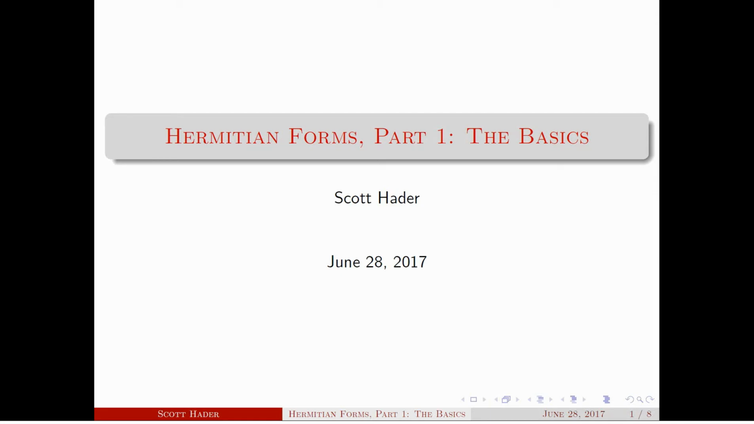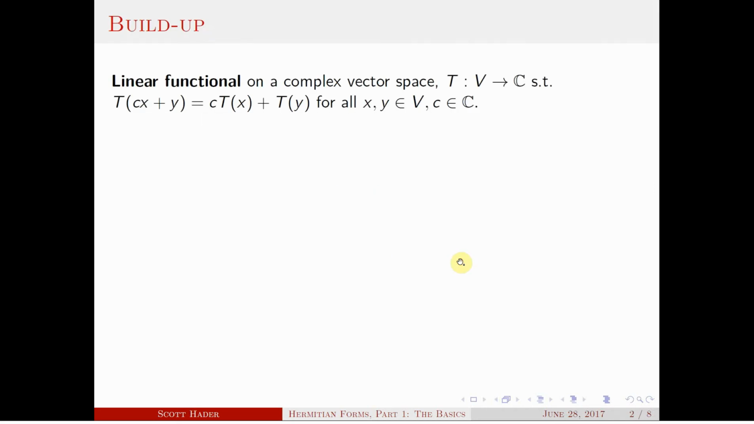Hi, I'm going to do a little Hermitian form series. Today I want to talk about the basics. And so let's start with what a linear functional is. As a reminder, if you haven't seen it before, I guess it wouldn't be a reminder then. It's a linear map, and it's a scalar valued map. It takes vectors to scalars. So if it's a complex vector space, it's going to take vectors to complex numbers.